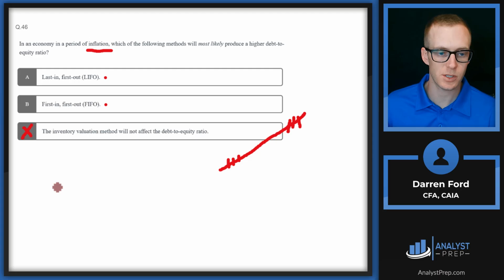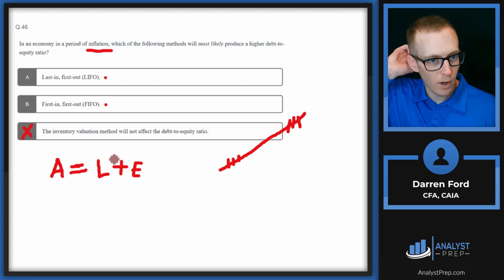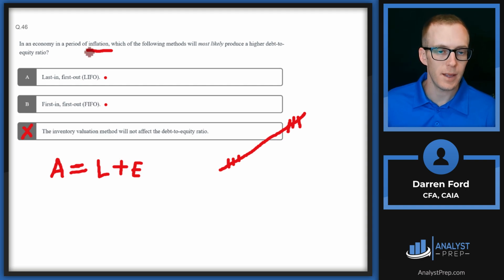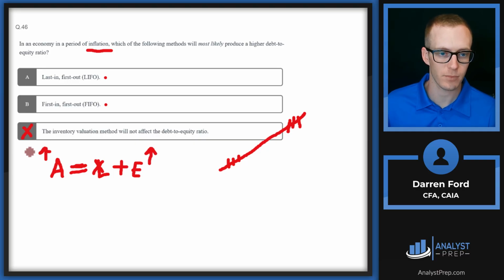So with this in mind, let's just write out our balance sheet formula simply again. So assets are going to be equal to liabilities plus equity. So under this scenario, without considering inflation yet, inventory is held as an asset. So if our asset is higher, inventory is not going to affect liabilities. So all else equal, if our asset inventory is higher, that means our equity also needs to be higher.